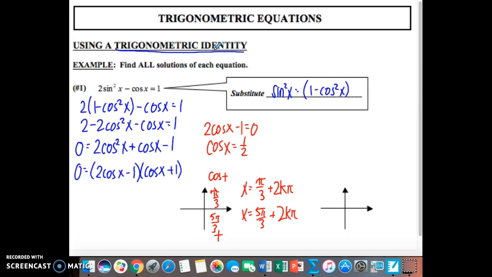And now, we just covered 2 cosine of x minus 1 equals 0. So now we still need to cover cosine of x plus 1 equals 0. To solve for cosine of x, we subtract the 1. So cosine of x equals negative 1. The only angle that gives a cosine value of negative 1 is pi, where the ordered pair is negative 1, 0. So another solution we have is x equals pi plus 2k pi.